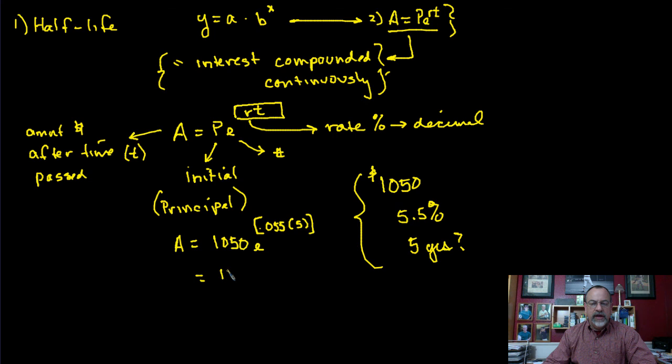So calculating that in my calculator, I have 1382.86, meaning I'll have $1,382.86 in 5 years. So I gain about $332 given this interest rate. So those are 2 applications of the exponential growth function, and we'll look at how to solve these exponential equations using logarithms in the next lesson.